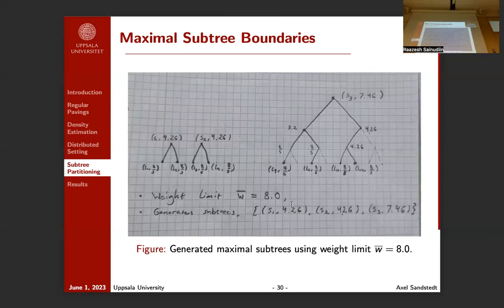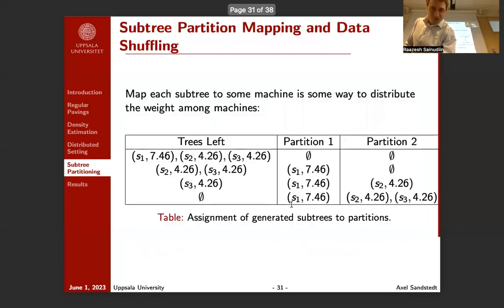Now, suppose we set a weight limit of 8.0. Then we will find one maximal subtree between 1 and 2, which has a weight of 4.26. We will find another one, L3, L4, which has a weight of 4.26. We cannot merge them because then we will exceed the weight limit. And to the right, we create this subtree S3 with a weight of 7.46. And we can, of course, not merge anymore because we will exceed the weight limit. So then we have these three subtrees which we've generated. Note that we have not generated any subtrees representing these leaves, but that does not matter, as we shall see.